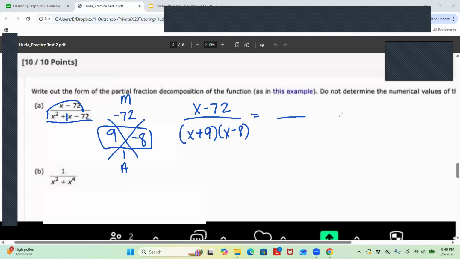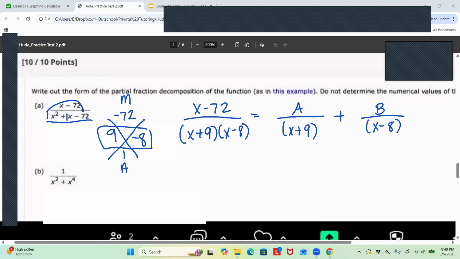And we could split this into two fractions, one with a denominator of x plus 9, one with a denominator of x minus 8. And since this is linear, by linear I mean this power is 1, all we do is put an A. And same here, this is linear, this power is 1, put a B. When it's not linear, I'll show you what we do then, but these are fine. And that's the answer to A. All right, pause me there if you need to.